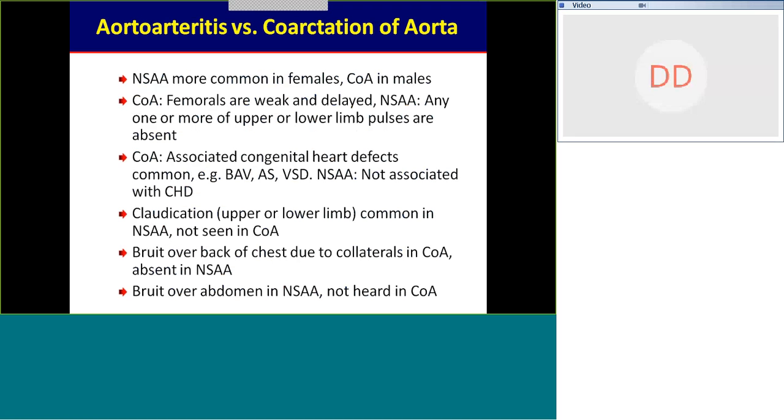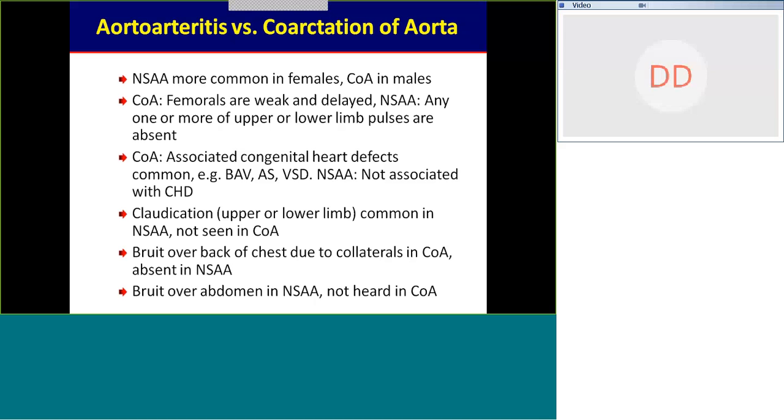Femorals will be weak if you have involvement of the aorta, in the thoracic or the abdominal part, and in that case, it will look like coarctation of aorta. Also, very often in coarctation, you will have associated congenital heart defects. I think all of you know bicuspid aortic valve, aortic stenosis, VSD, and all that. There is no such thing in aortoarteritis. Claudication is common in aortoarteritis, but not seen in coarctation because you have lots of collaterals.